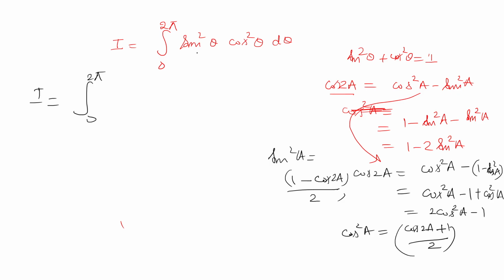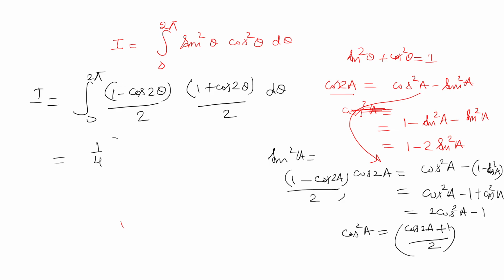Integral from 0 to 2π, sin²θ we can put as (1 minus cos 2θ) by 2, here the angle is 2θ, and cos²θ as (1 plus cos 2θ) by 2, dθ, right? So here you can also take 1 by 4 outside, integral from 0 to 2π.